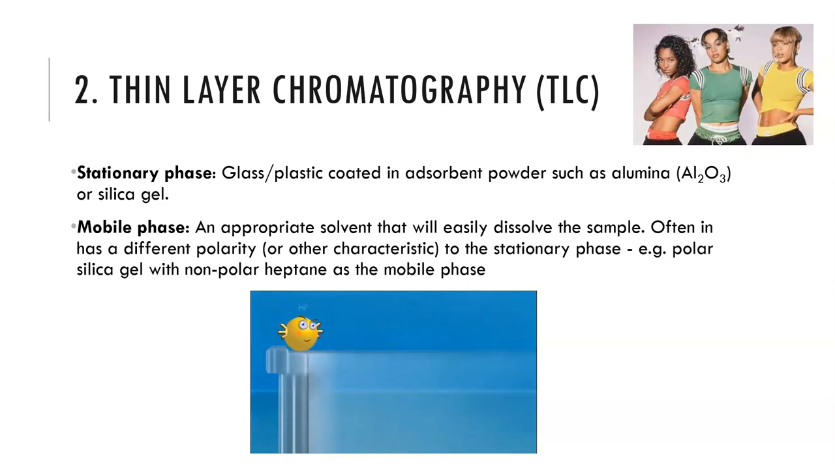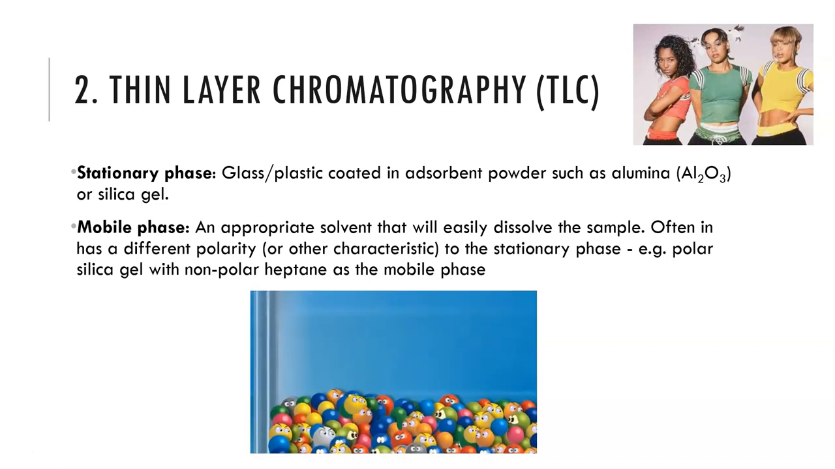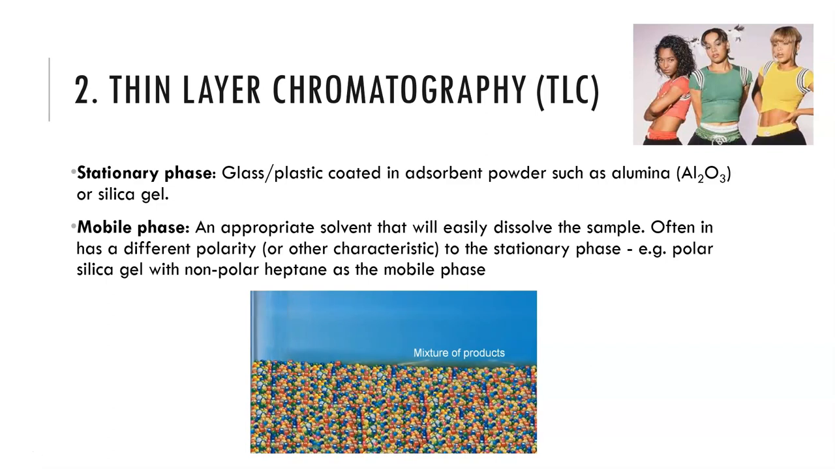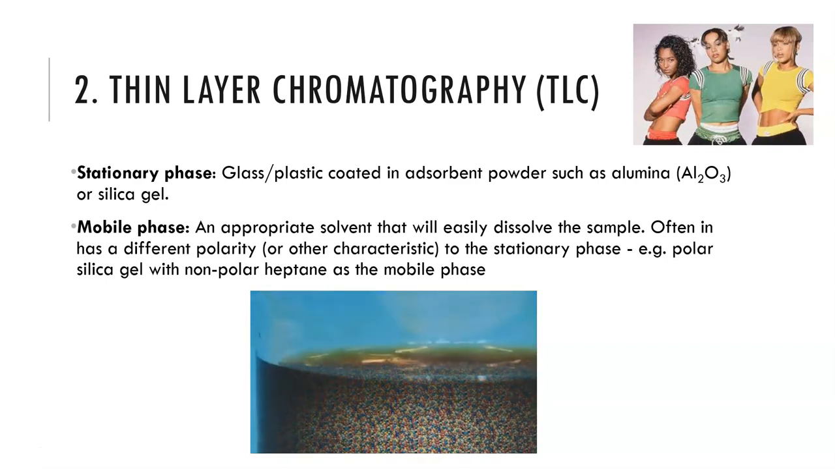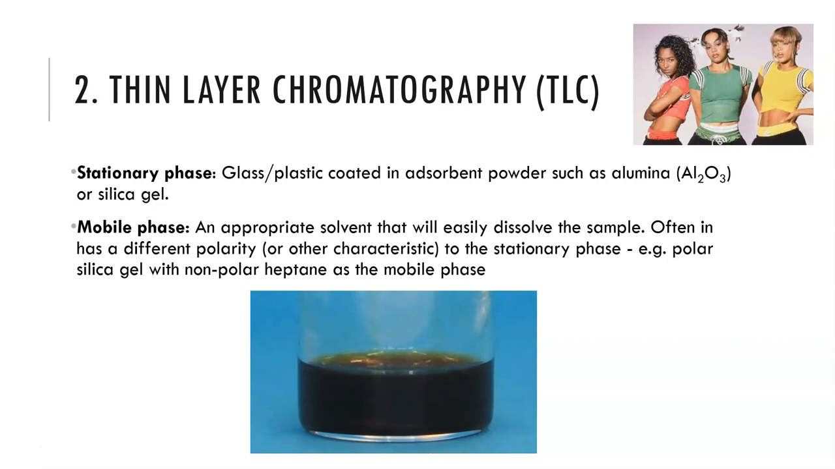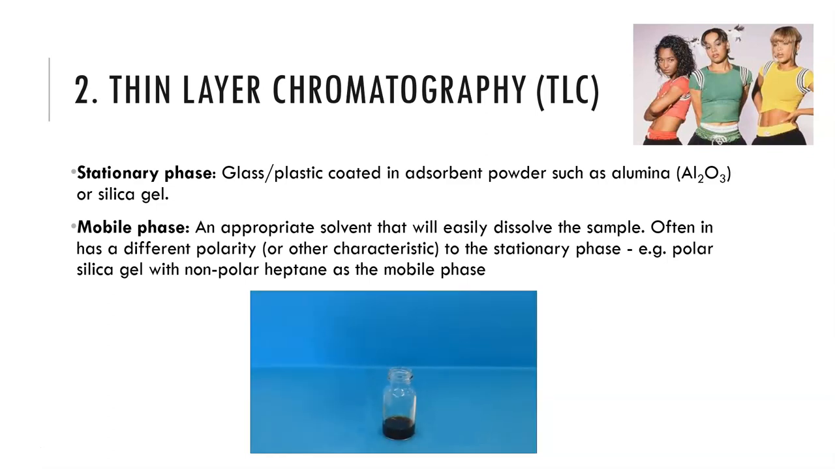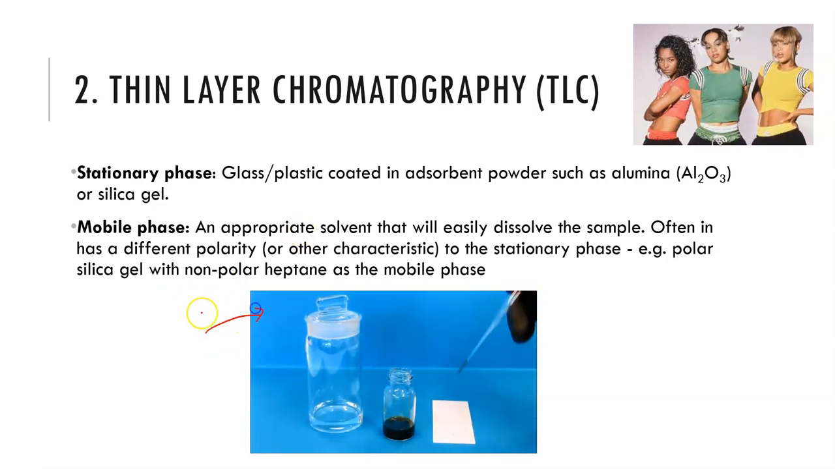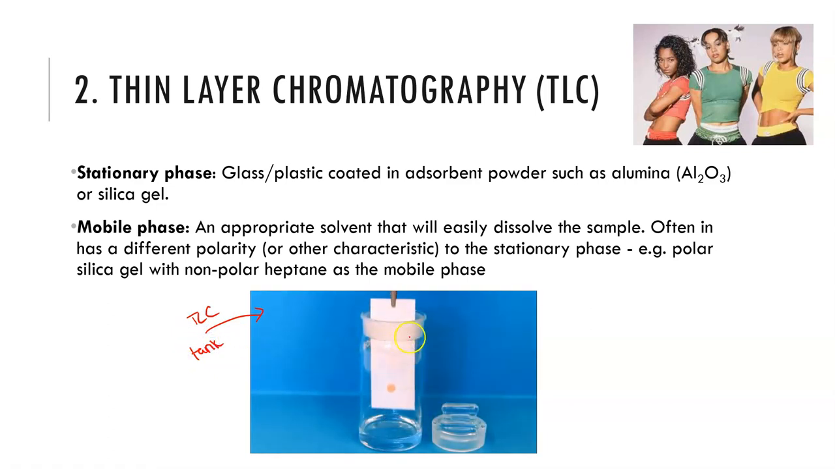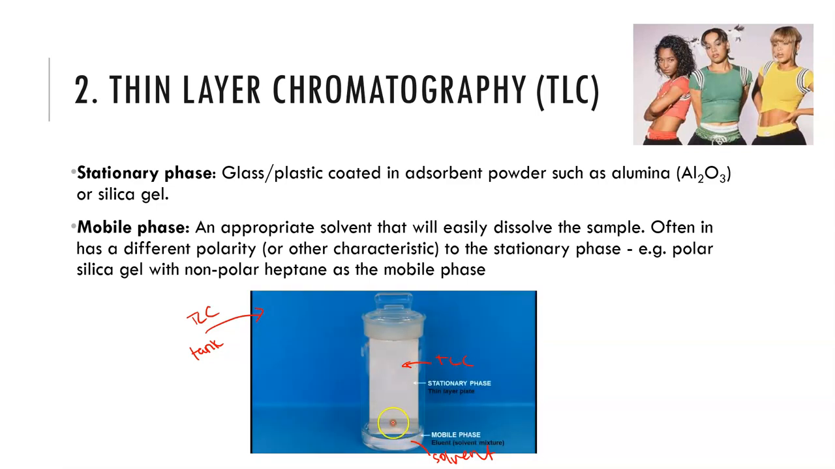Okay, this is going to follow the same ideas as our paper chromatography. The mixture of products is in our sample. That sample is spotted onto the stationary phase. What we see here is our TLC tank or chamber, which is essentially a sealable jar. We have our solvent, which is our mobile phase, and our TLC plate, with our sample being spotted.